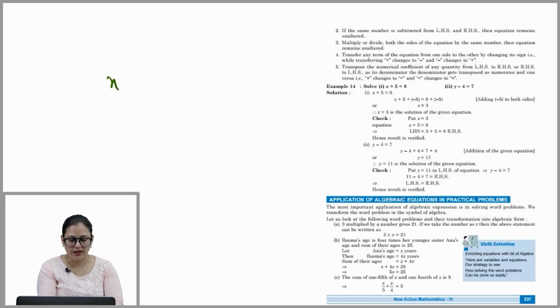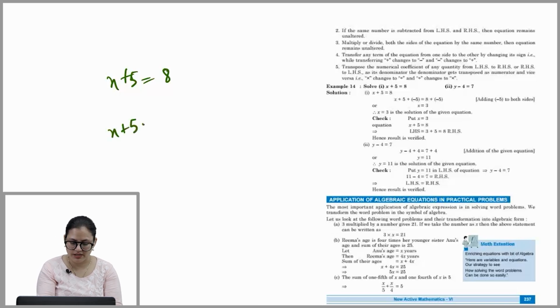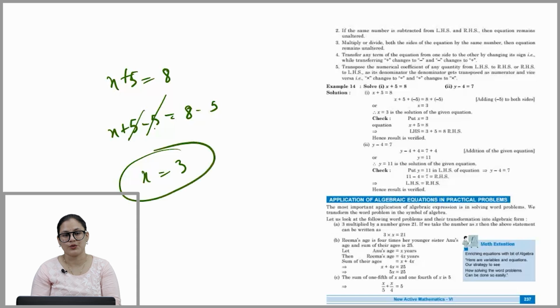Let's solve the equation x + 5 = 8. So what will we do? We will add minus 5 to both sides. So x + 5 - 5 = 8 - 5. Plus 5 minus 5 cancels, so x = 8 - 5, which is 3. So x = 3 is the solution of the given equation.